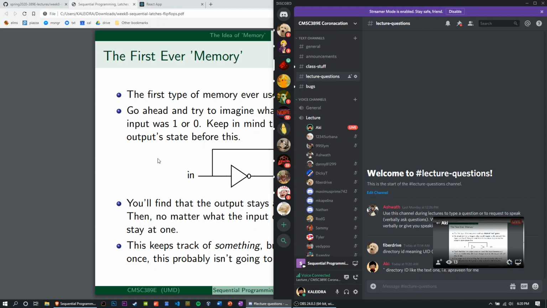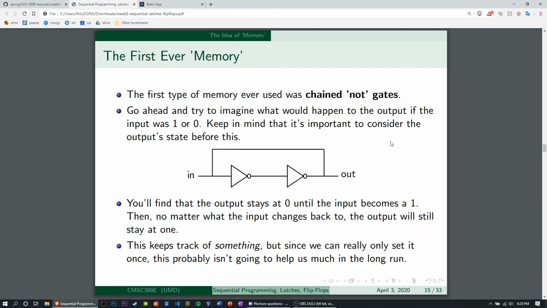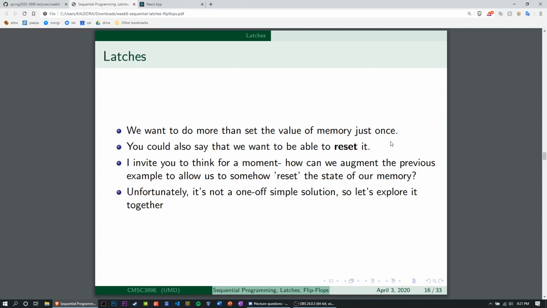Okay. Cool. Awesome. So this is our first step for figuring out memory, right? And now we want to figure out a way to set that back to 0. That's essentially the key here, right? We found a way to set something to 1. We have no idea how to reset it. Well, that's where this construct called the latch comes in, right? We want to do more than just set the value of memory just once. You could say, in other words, that we want to be able to reset memory, right?